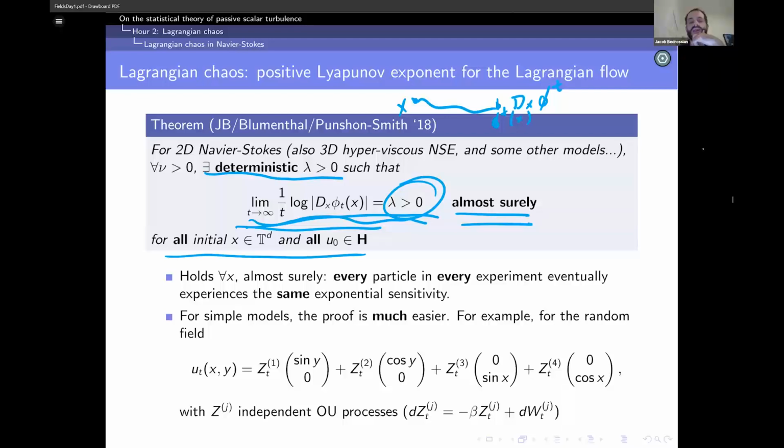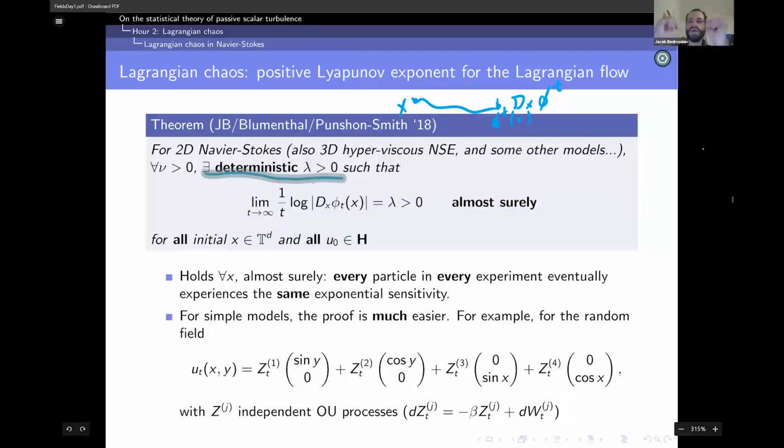And it's very important to see that this holds as an almost sure property. This isn't some trick where if you average over the noise, something happens. No. What you really want to see is that every particle in every experiment measures the same exponential sensitivity as time goes to infinity. That's what it means for a random system to be chaotic. So that's what we need to prove, that there is some lambda.